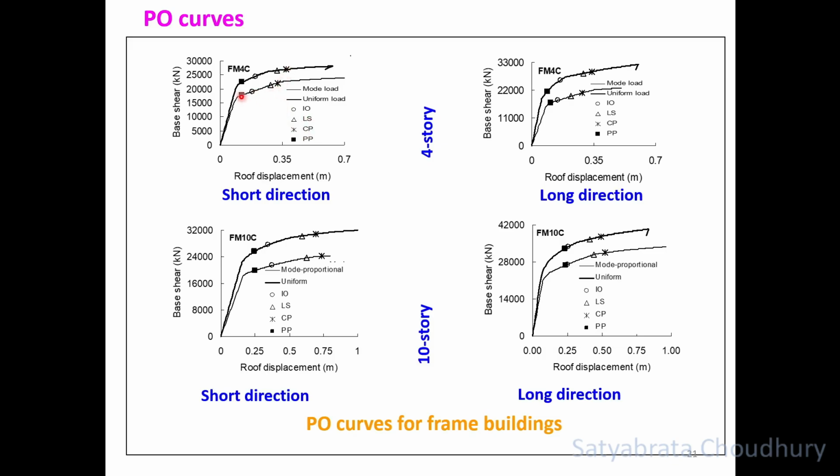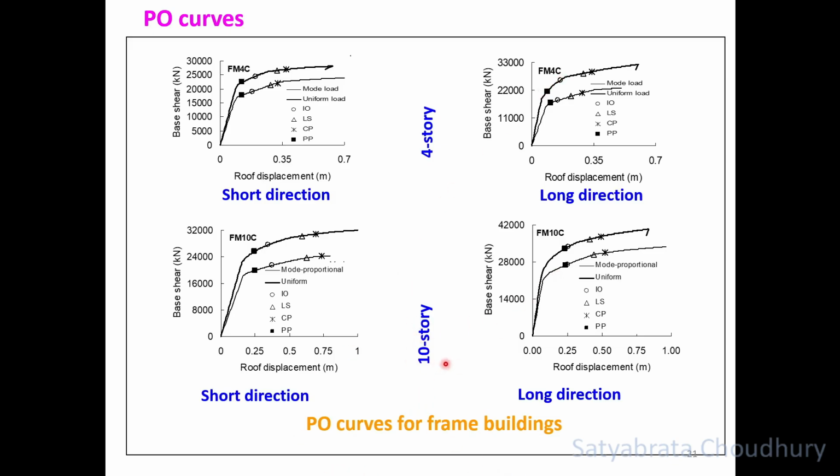So since the performance point is here before the IO point, this is an IO building, because the building is in the IO range, and this pushover curve is to be given in short direction and long direction. In long direction also you have to check whether it is in the IO or not. Yes, the IO is here and performance point is here, so it is an IO building.